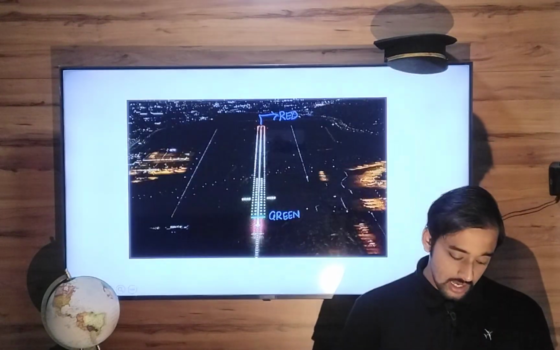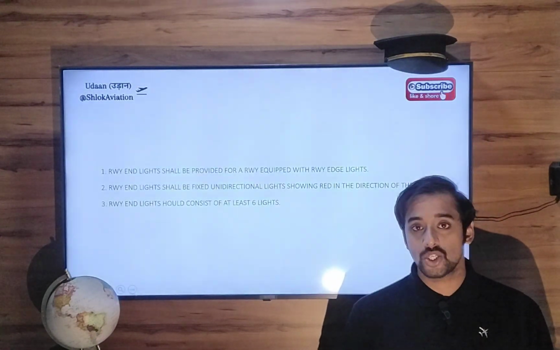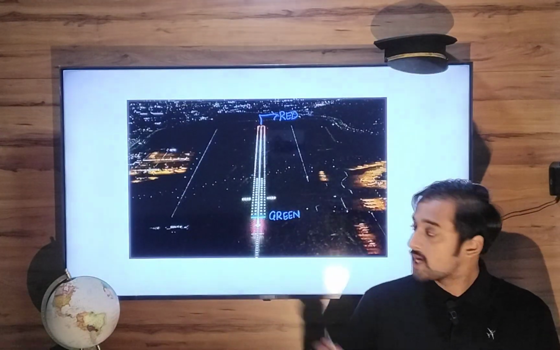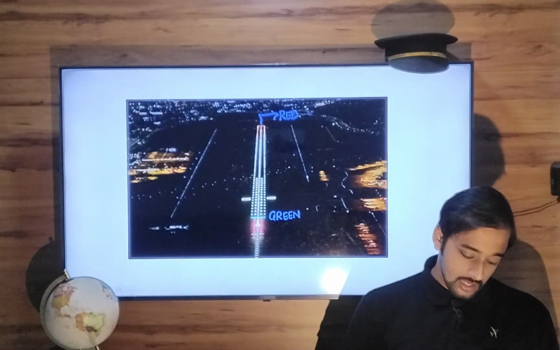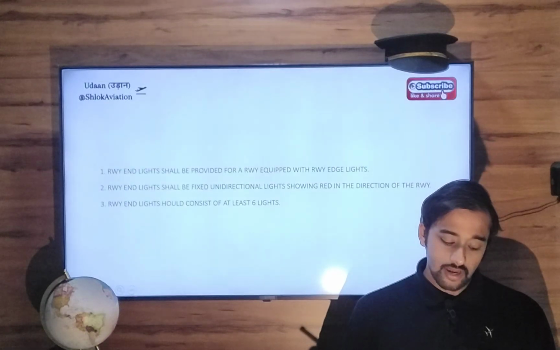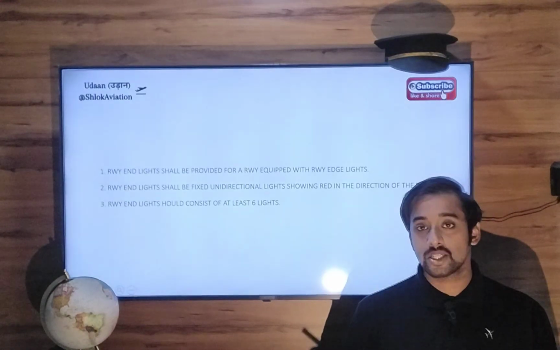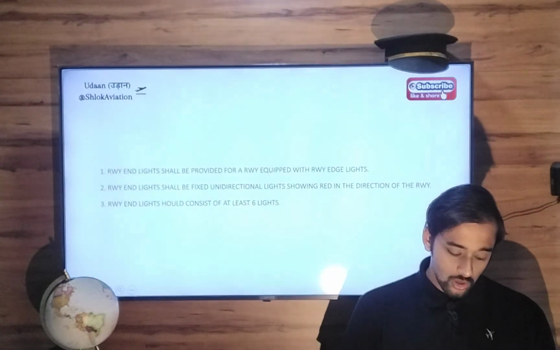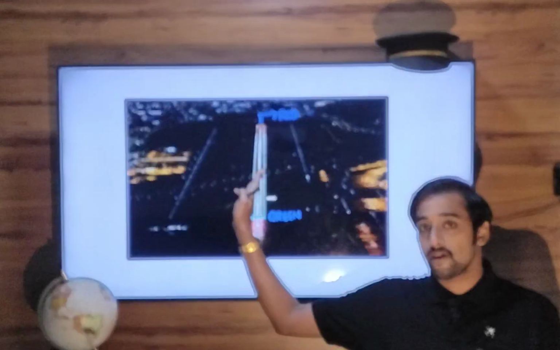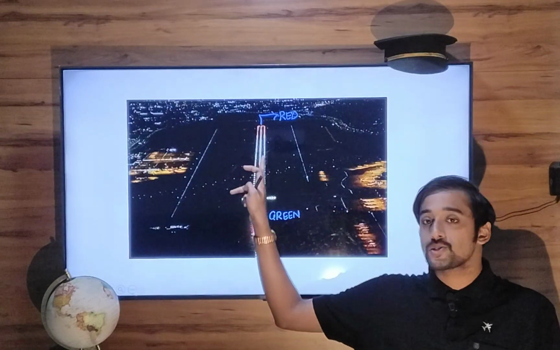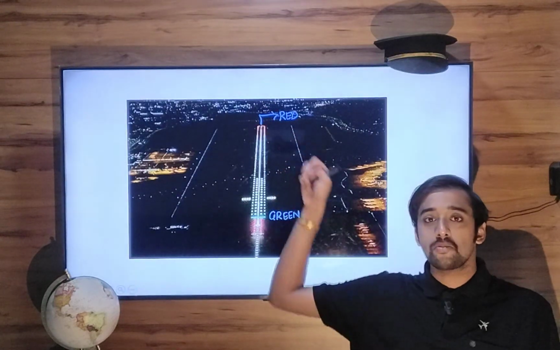Very important question. Runway end lights shall be provided for a runway equipped with runway edge lights. So if you have runway edge lights, which are white in color, you should also have runway end lights. Next, the recommendation by ICAO is that runway end lights shall be fixed unidirectional lights showing red in the direction of the runway. So when you are rolling down this runway, you will be able to see the red light. The person standing on the other side of the runway will not be able to see that red light.